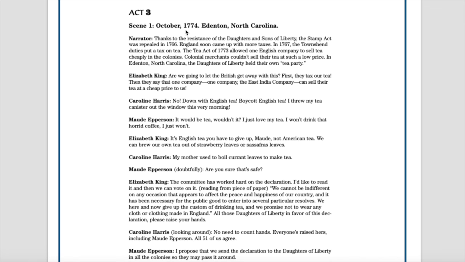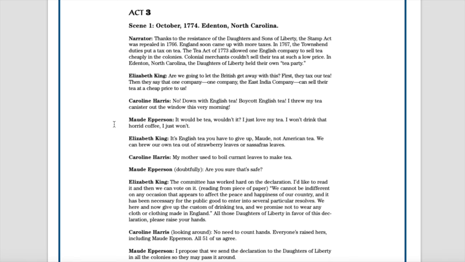Elizabeth King. Are we going to let the British get away with this? First, they tax our tea. Then they say that one company, the East India Company, can sell their tea at a cheap price to us. No, said Caroline Harris. No, down with English tea. Boycott English tea. I threw my tea canister out the window this very morning.